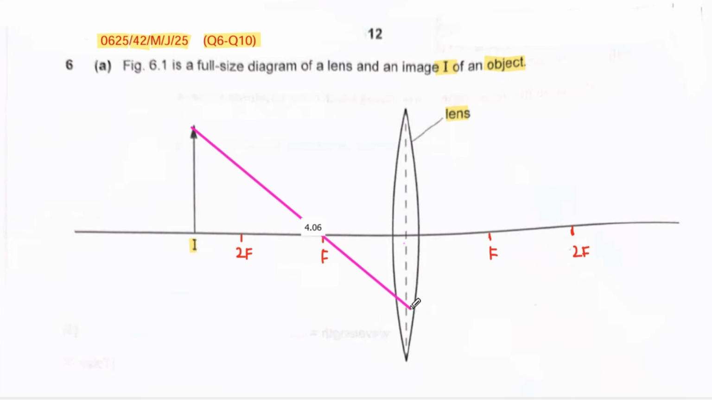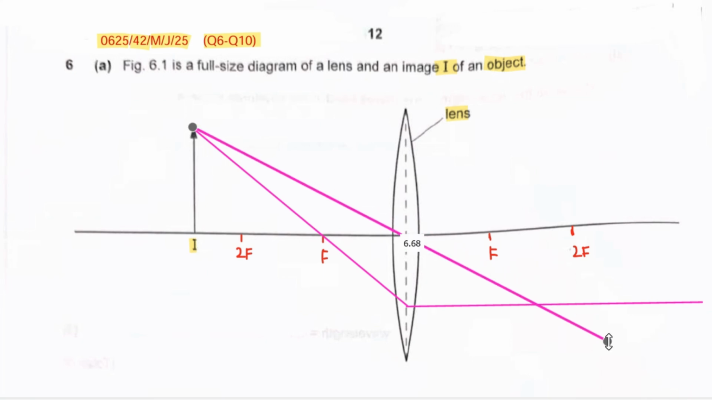First ray will pass from the focal point of the lens. When it reaches the center of the lens, it will become parallel to the principal axis, and the other ray will pass from the center of the lens and will go undeviated. Where both the lines meet, there would be our object. So I am labeling this as O.